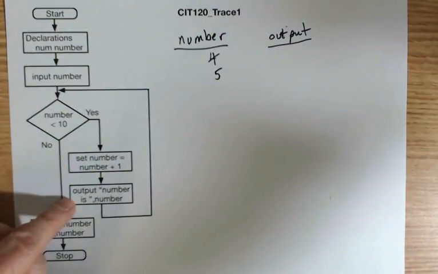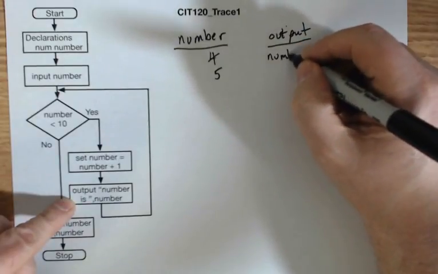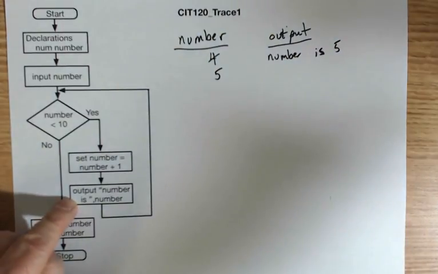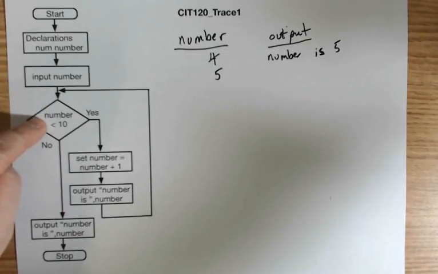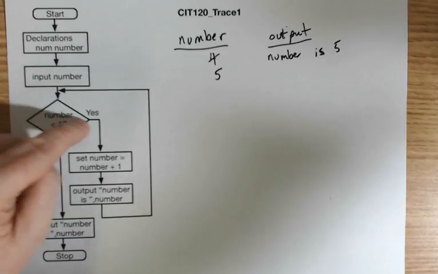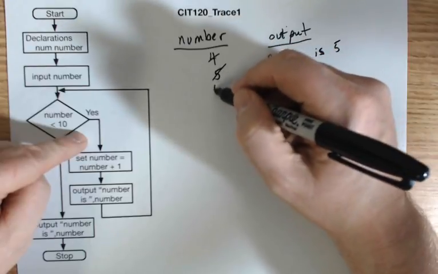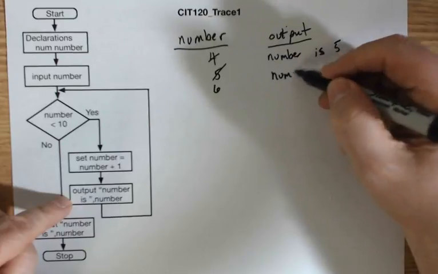The next block, as we trace through this program, has an output statement. It's going to output "number is" and the current value of number. So it'll output number is 5. We go back to the point right before our decision point. We now ask the question, is 5 less than 10? The answer is yes. So we go through this block again. Number gets 1 added to it. It is now 6. The output statement prints number is 6.